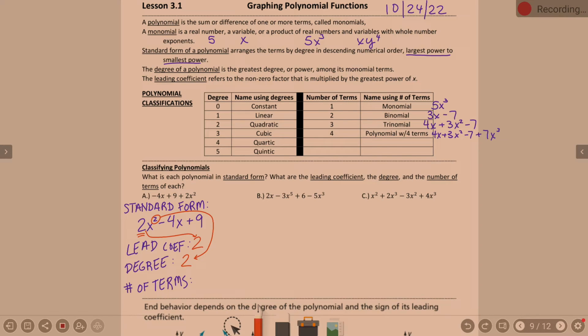Okay. And then number of terms. Trinomial. Guys, be calm. Trace. Count up your terms. How many do we have? 3. And there are 3.